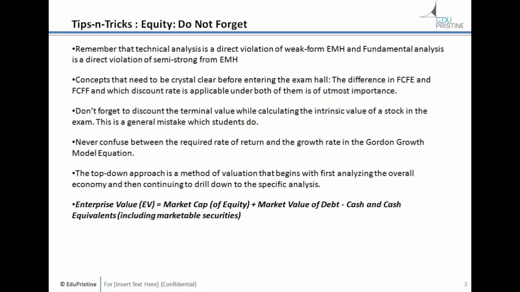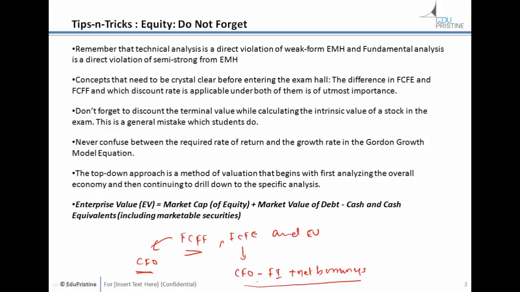Now the most important thing which I want to stress upon is the difference between the free cash flow to firm, the free cash flow to equity, and the enterprise value. So basically, what is free cash flow to firm? This is nothing but the cash flow from operations. Free cash flow to equity would be nothing but cash flow from operations minus the fixed investments, which will be an outflow, plus the net borrowings. So basically, this is the cash flow which is available to all the equity holders.